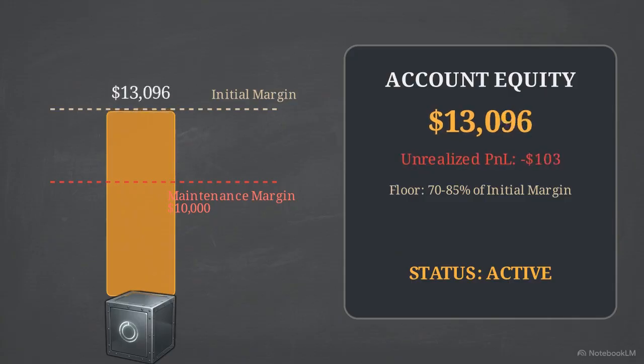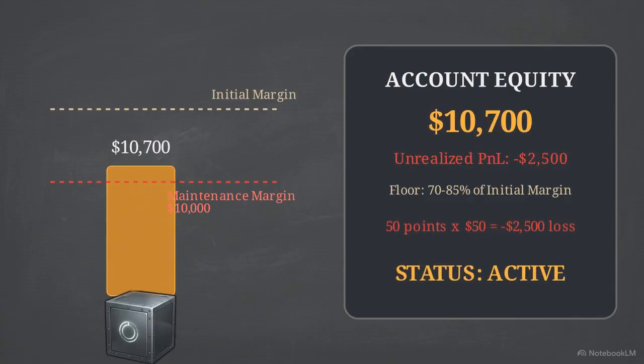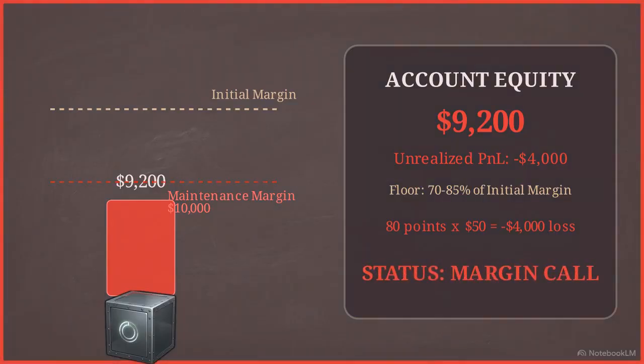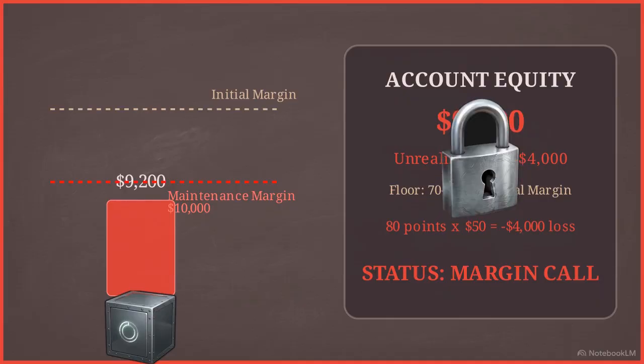Let's say you buy a contract and the market drops 50 points against you. That is a $2,500 unrealized loss. Your account takes a severe hit, but because your equity remains above that maintenance line, your position stays open. But if the market drops 80 points, your equity breaches the maintenance floor. This triggers an immediate margin call.